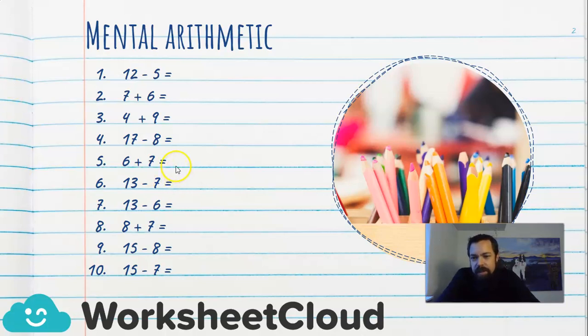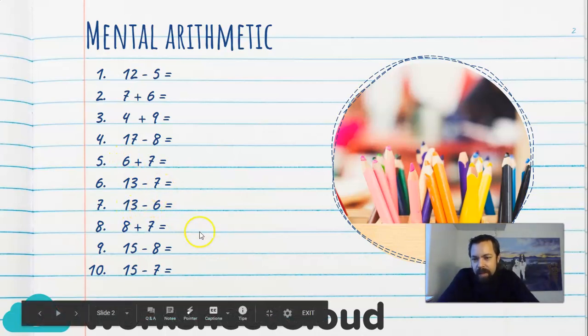You might have noticed that these three are related to each other, they're pairs. So 6 plus 7 is 13, which is there. 13 minus 7 gives you 6. 13 minus 6 gives you 7. And these three are also linked in the same way.